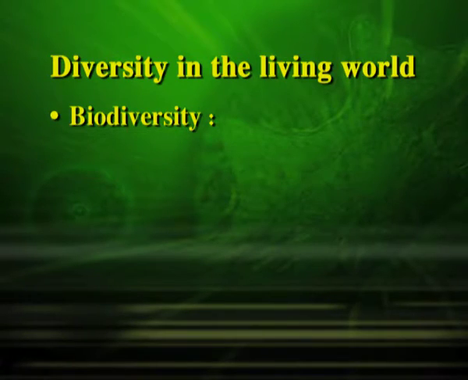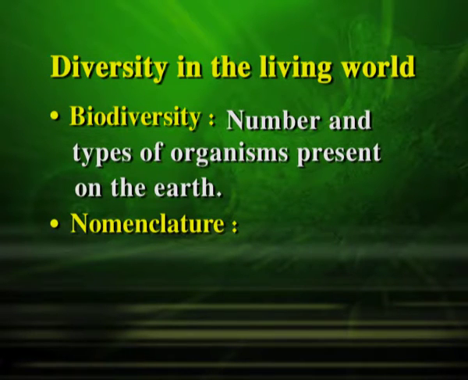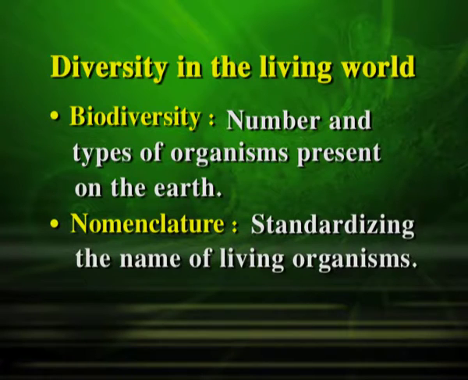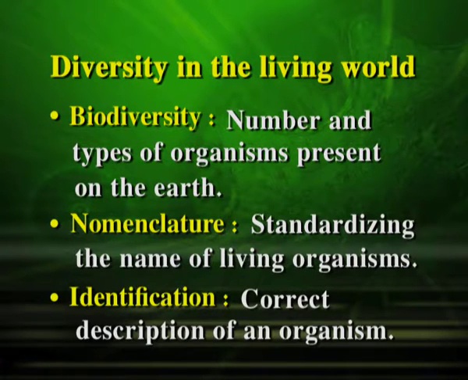We see a wide variety of living organisms and we refer to this as the diversity in the living world. Now, when we say diversity in the living world, we have to refer to certain terminologies. Biodiversity: it is the flora and fauna found in our surroundings, the number and types of organisms present on the earth. Nomenclature: it is standardizing the names of living organisms. Identification: it is the correct description of an organism.